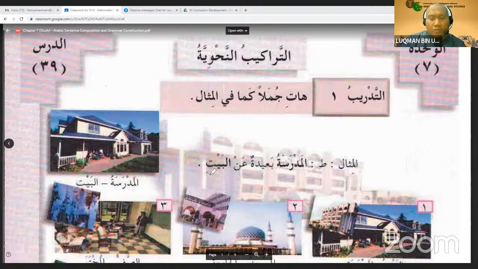To complete the sentence: al-madrasatu ba'idatun. When you say al-madrasatu ba'idatun, it already conveys a complete thought. But you want to add more information, so you have also included anil bayti, from the house. Okay. I hope that's clear.